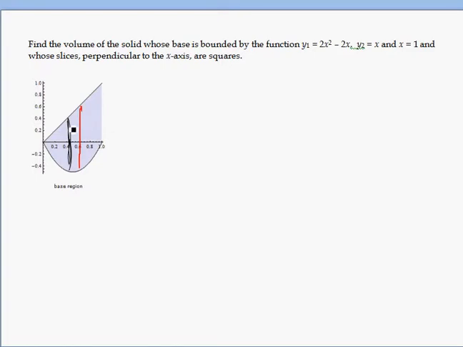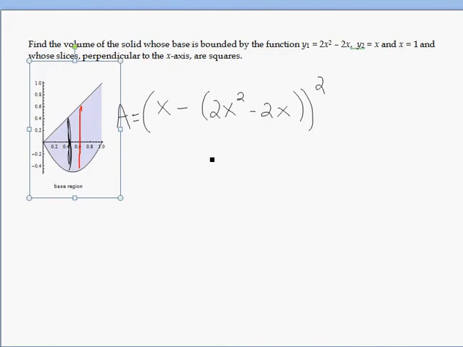But in general, we see that the distance between the line and the parabola is just the distance from the line to the x-axis, which is just x, minus the line from the parabola to the x-axis. So the distance between the line and the parabola is given by x minus the parabola, 2x squared minus 2x. So if I want to find the area of a square whose base is one of these line segments, it's just going to be this segment here squared. So this is the area of one square.